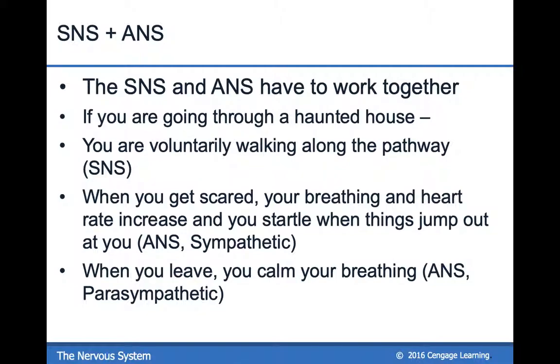But then you leave, you can calm down your breathing, so your autonomic nervous system again is working, but this time it's the parasympathetic branch. And then maybe you get angry at your friend for letting you go in there. So that's how the two main parts of the peripheral nervous system work together.